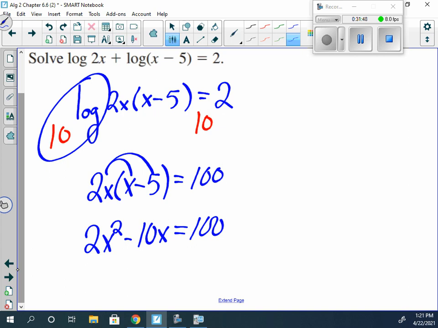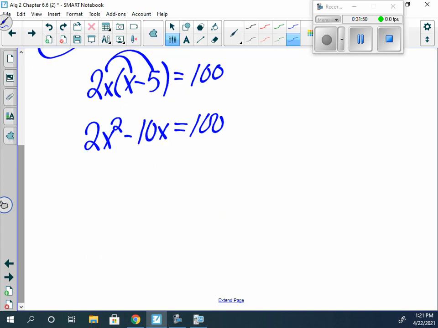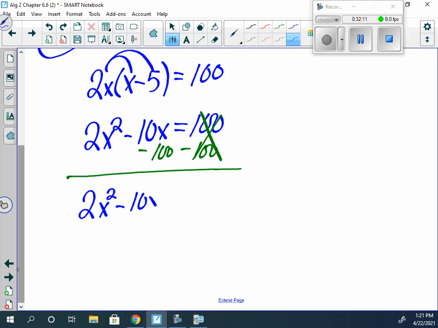Well, we have a quadratic. Because of our x squared term, we know that this would be a quadratic. So that means we've got to get everything on the same side. So we can do that by subtracting 100 from both sides. These will cancel out, telling me that I have 2x squared minus 10x minus 100 is equal to 0. And so we're going to go on and solve from here.